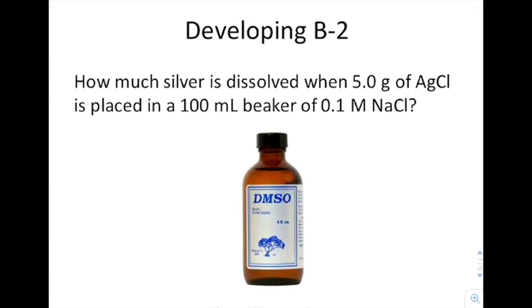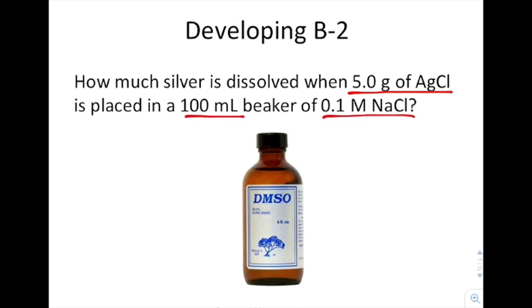The next question says how much silver is dissolved when 5 grams of silver chloride is placed in a 100 mL beaker of 0.1 molar NaCl solution. So this is a complicated question. It actually has a lot going on here. The first thing we need to do is look at 5 grams of silver chloride in a 100 mL beaker and 0.1 molar NaCl. So this is going to be one of these Ksp type questions.